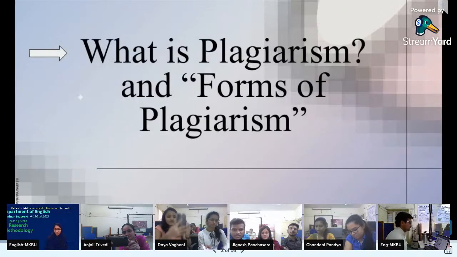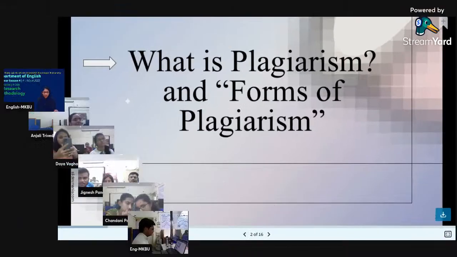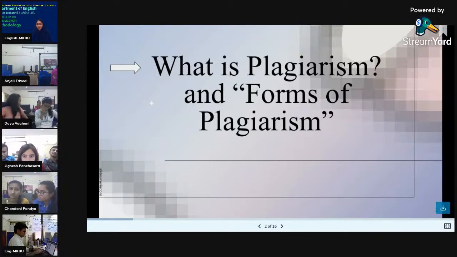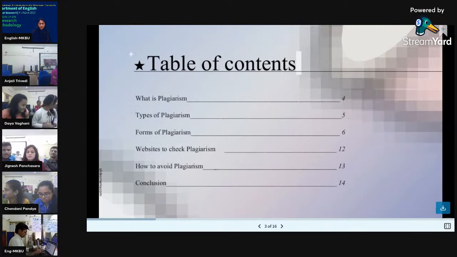I'm not repeating what plagiarism is, because we all know, and my classmates have already discussed plagiarism, so I'm not wasting time. Here is the table of contents.